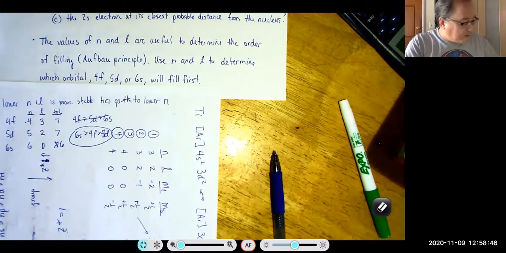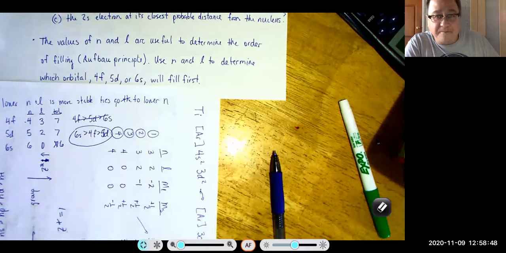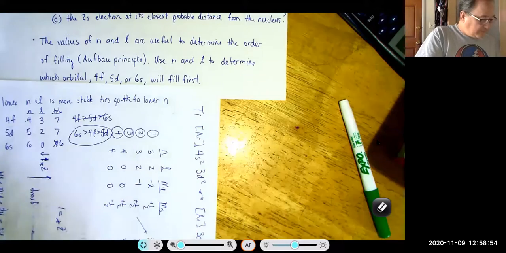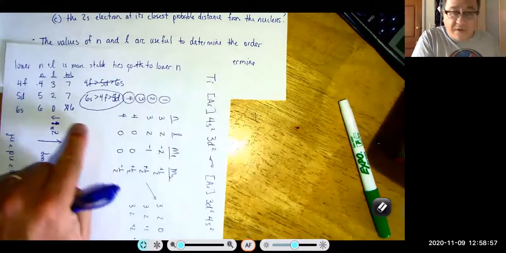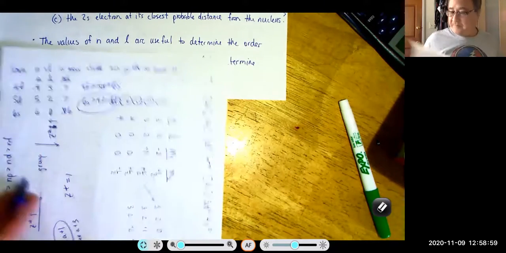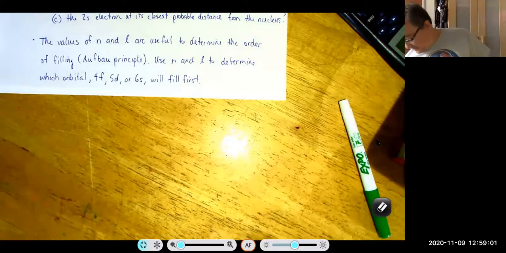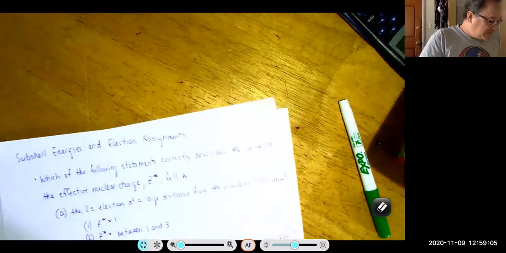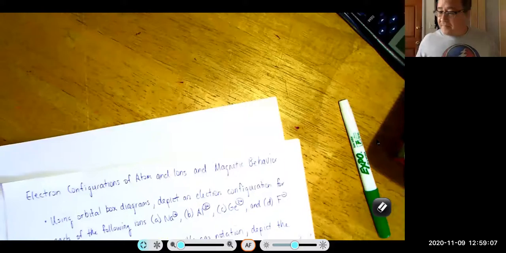So any questions on this one? Okay. Now, we don't need to worry about this if we follow the block method. Okay. Next one.